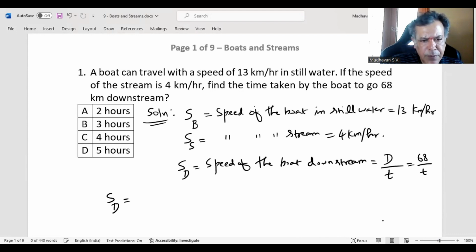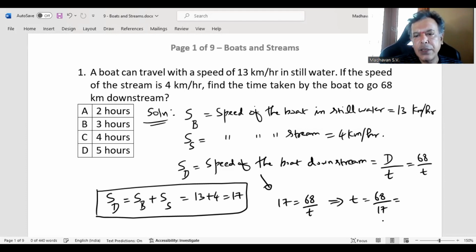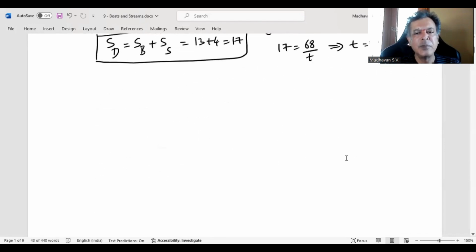Speed downstream will be speed of the boat plus speed of the stream. That is equal to 13 plus 4, which is 17. So speed downstream can be rewritten as 17 equal to 68 by t, which means our time taken will be 68 by 17. So it is 4 hours. That means option C is the right option. Let us move on to the next question.